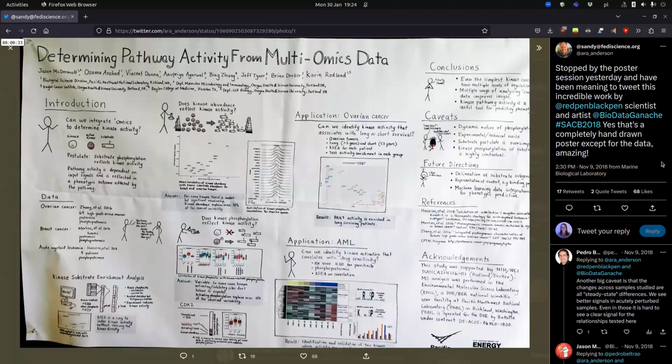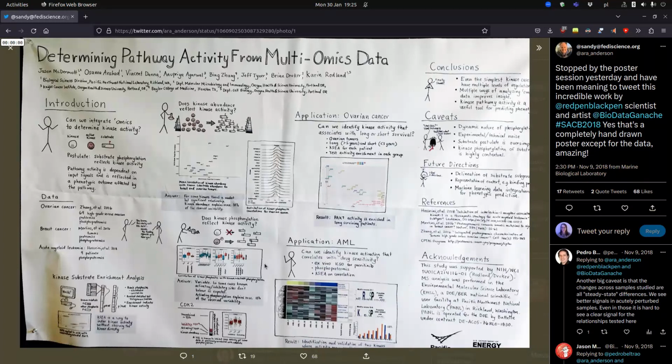Here's another example. If all you can do is draw on a piece of paper and you're good at it, well then why not do it? This is a really, really effective poster. Again, it's got all of the bits that you would expect. Introduction, methods, data, so that's the results, conclusions and caveats and future directions, that's all the discussion section, and the references, the acknowledgements, the logos, it's all there. But this is all hand drawn, aside from a few graphs.